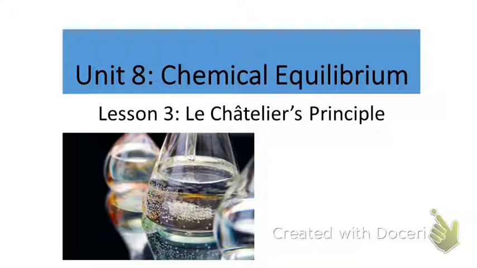Alright, let's get started with Lesson 3, Le Chatelier's Principle. Now at this point, we should have a basic understanding of a chemical equilibrium state. That when a chemical equilibrium state has been reached, it means that the forward and reverse reactions are occurring at the same rate. And it also means that the concentrations are constant for both the reactants and the products.